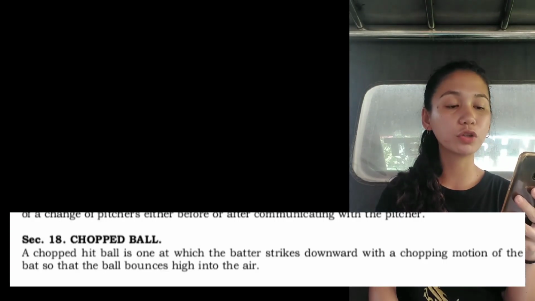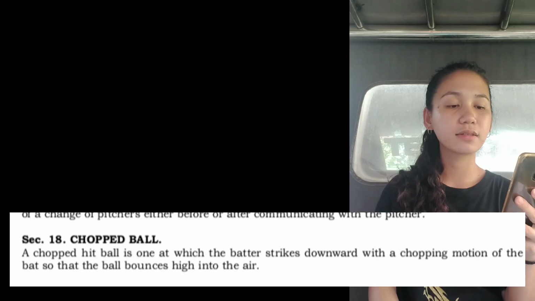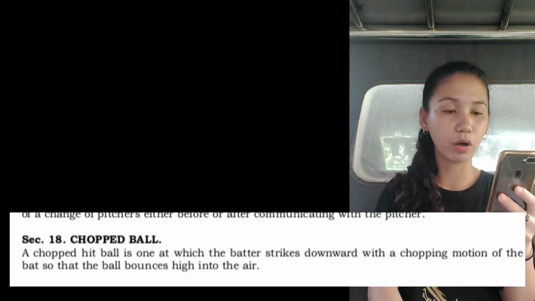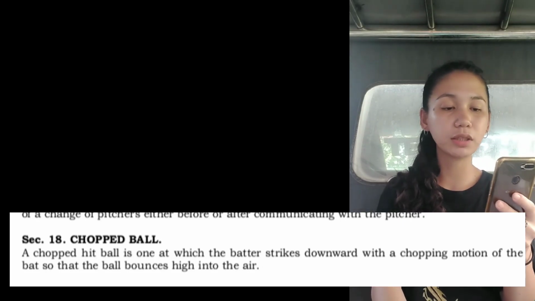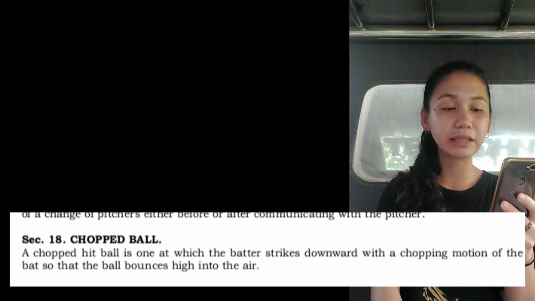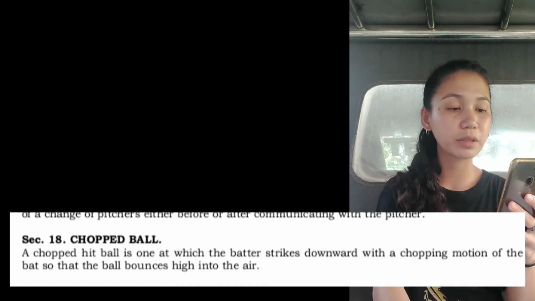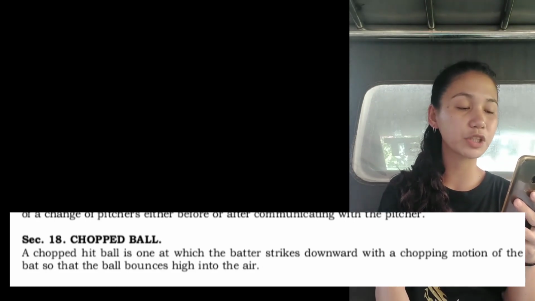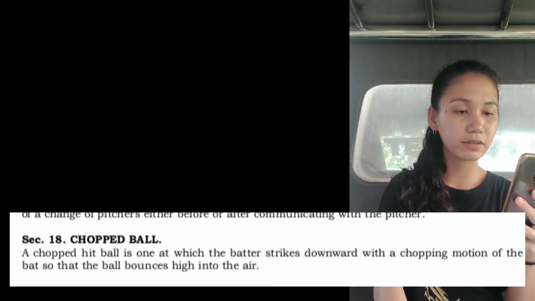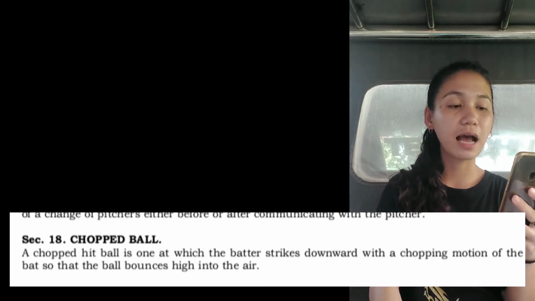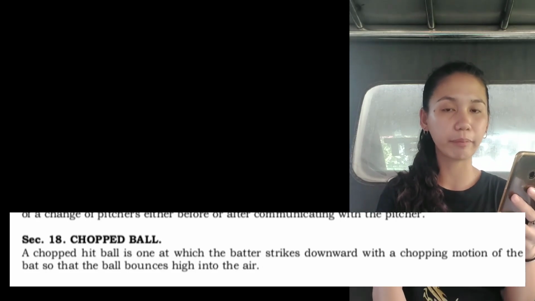So let's move on to rule number 1, section 18, the chop ball. When we say chop ball, a chop hit ball is one at which the batter strikes downward with a chopping motion of the bat so that the ball bounces high into the air. So that is section 18, chop ball.